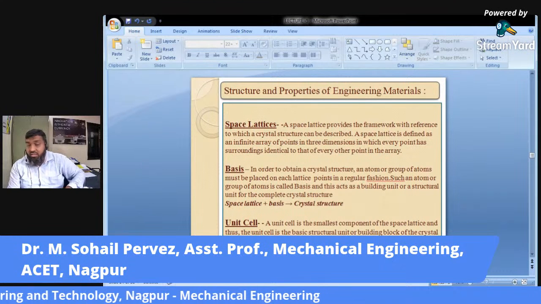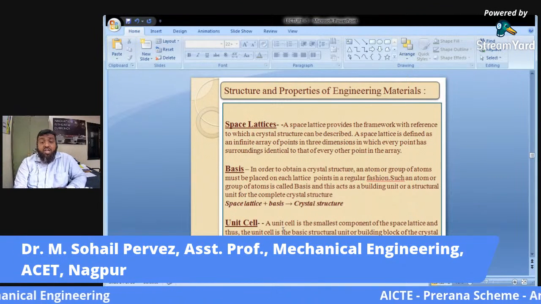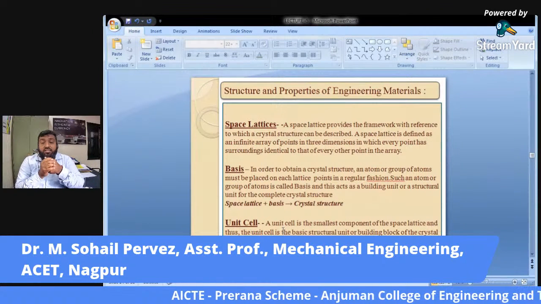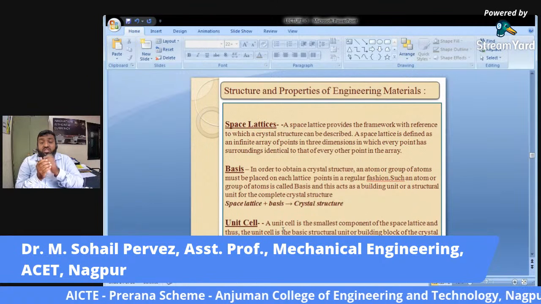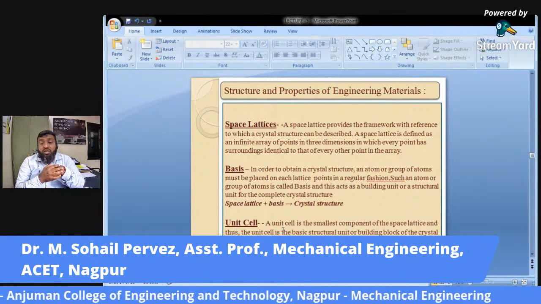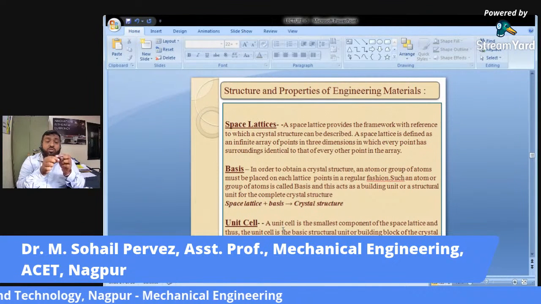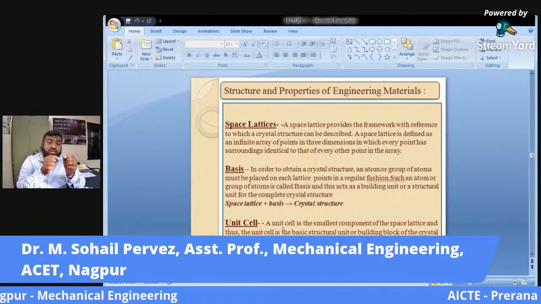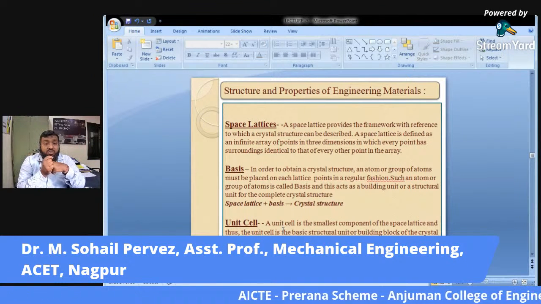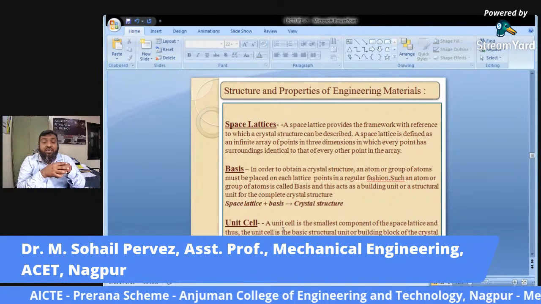The last definition, as far as lattices are concerned, is the unit cell. A unit cell is the smallest component of the space lattice. Thus, the unit cell is a basic structural unit or building block of a crystal structure by virtue of its geometry and atomic position within. So you go on placing 1, 2, 3, 4, 10, 100, 1,000, so it will form a body. A unit cell is the smallest entity. It is the smallest component of space lattice.